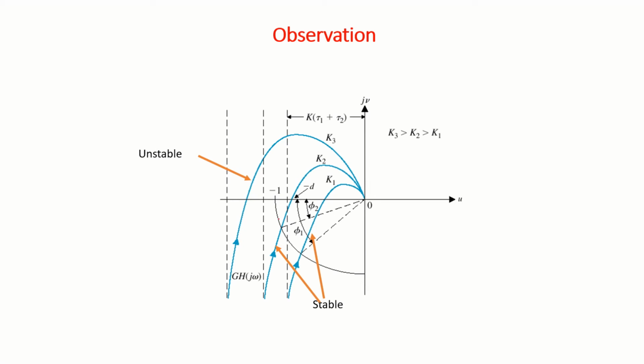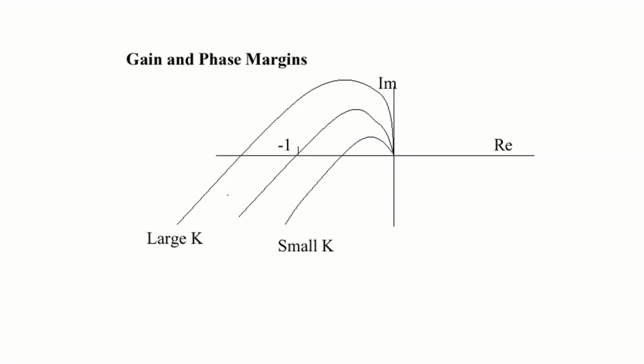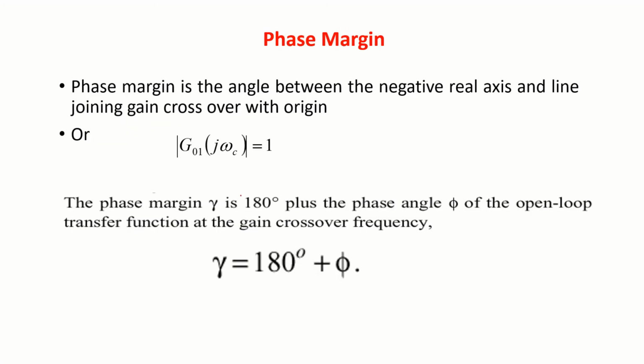See here, I have indicated stable, and this is unstable. This is the -1 plus j0 point. If you take this value, the reciprocal of that will give you the gain margin. If you take this one, the reciprocal of that will also be the gain margin. This is more stable than this, and this is unstable. So the gain margin is the reciprocal of that value. The smaller the value, the more the gain margin.